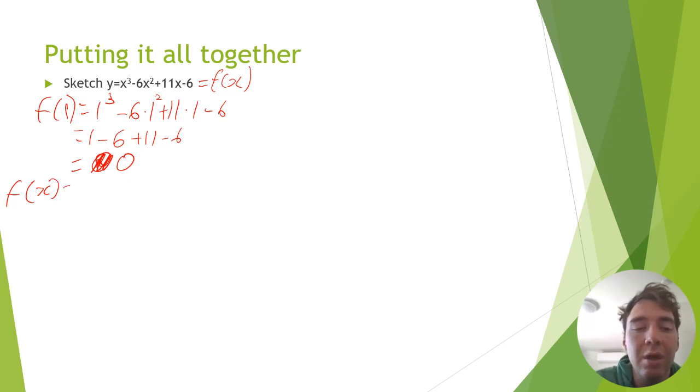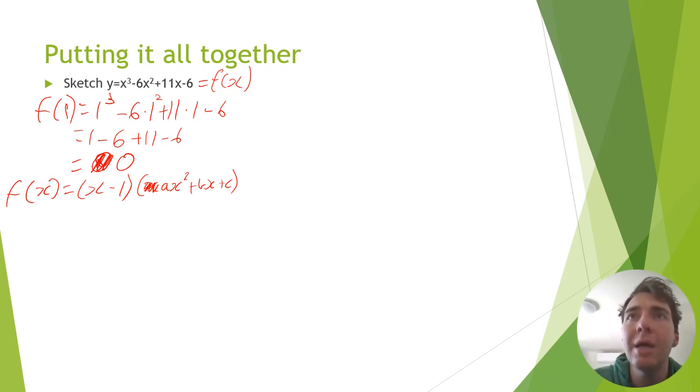So we can say that f of x is going to be equal to x minus 1. That's our linear term. And then it's going to be times, if we times a linear thing by some random quadratic, we don't know what this quadratic is, I'm just going to call it ax squared plus bx plus c, so completely anonymous quadratic. We know that if we multiply a linear by a quadratic, we'll get up to a cubic, which is good, because that's what we expect. And so now I'm going to expand this thing, and I'm just going to say equals x cubed minus 6x squared plus 11x minus 6.